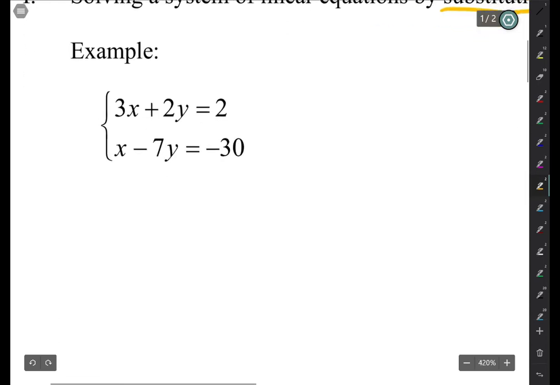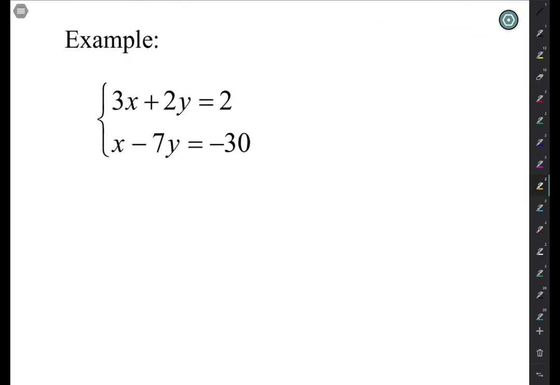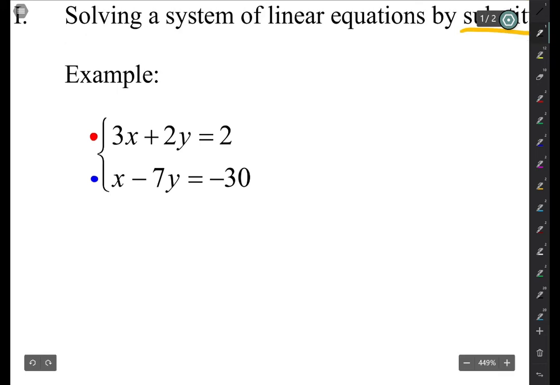So, our first example is a system 3x + 2y = 2, x - 7y = -30. What I like to do usually is label my equations, okay? This will be the red equation, this will be the blue equation. You can use numbers, whatever you'd like. And the idea is to solve for a variable that you can substitute for. So you may need to solve for a variable if it's not already done for you.